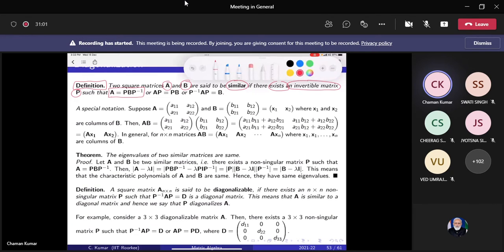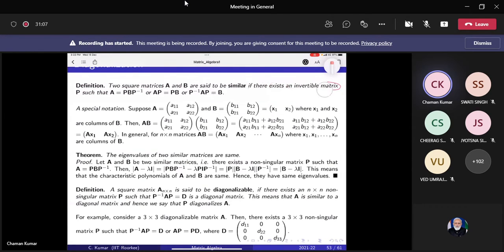And this similarity thing will be very useful, that we will see later.